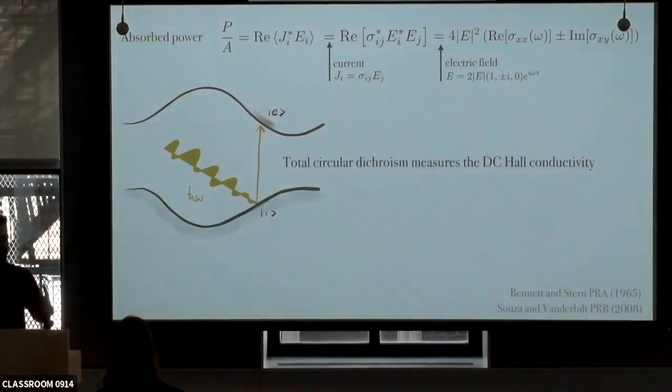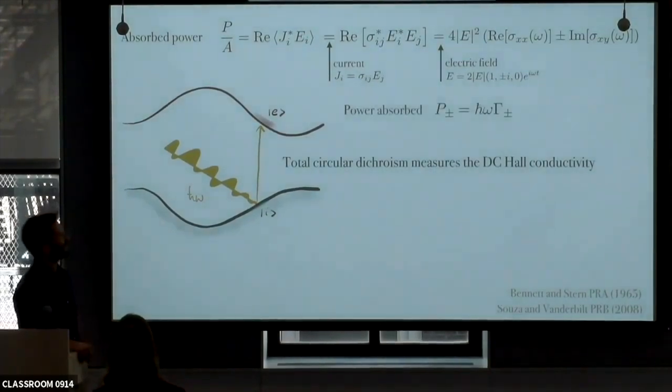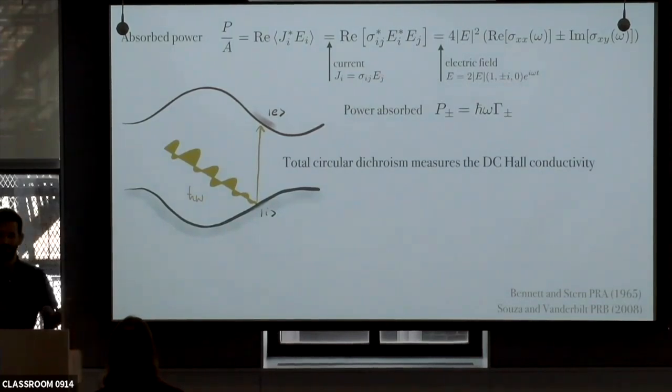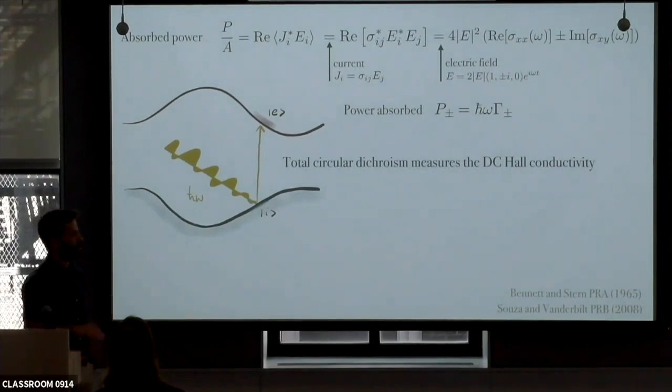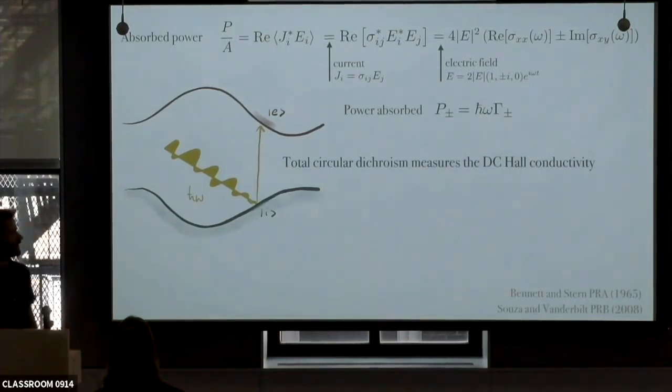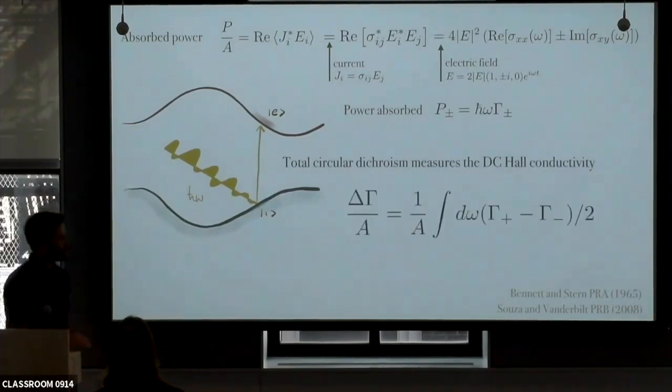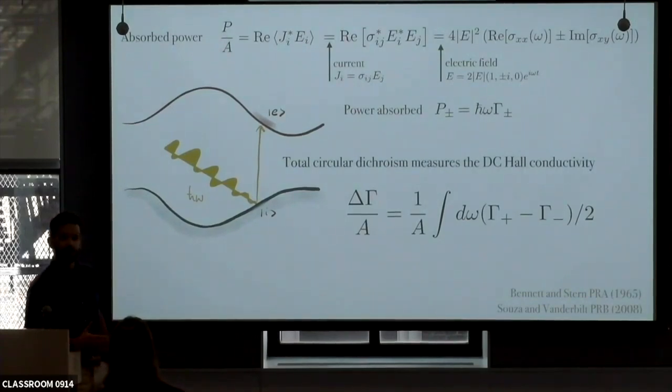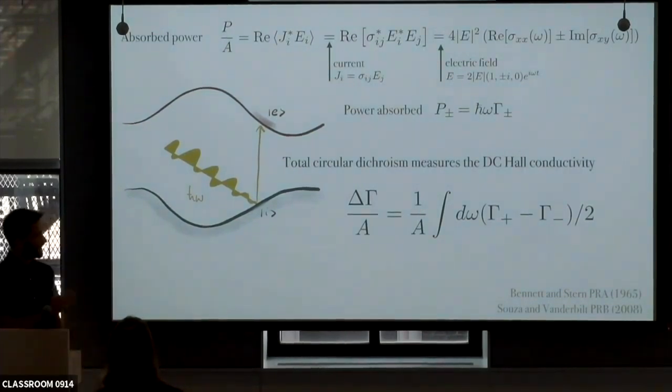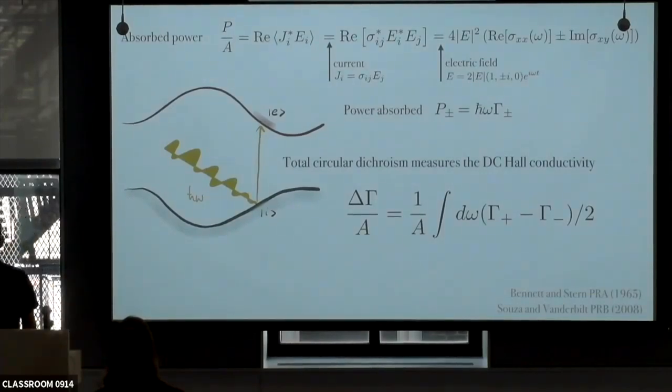Now I'm going to use the property of the English language, which is that power absorbed is the same as absorbed power, so the commutativity of the English language. And now I'm going to say that power absorbed is also the energy that you absorb, times the number of carriers that are being excited due to that energy. So that's h bar omega times the excitation rate, gamma. And this depends on the polarization in general. Now I'm going to do what I was promising, just subtract left and right and integrate over frequencies. So this delta gamma that I'm going to plot many times in this talk is going to be just left minus right absorption rates integrated over omega.